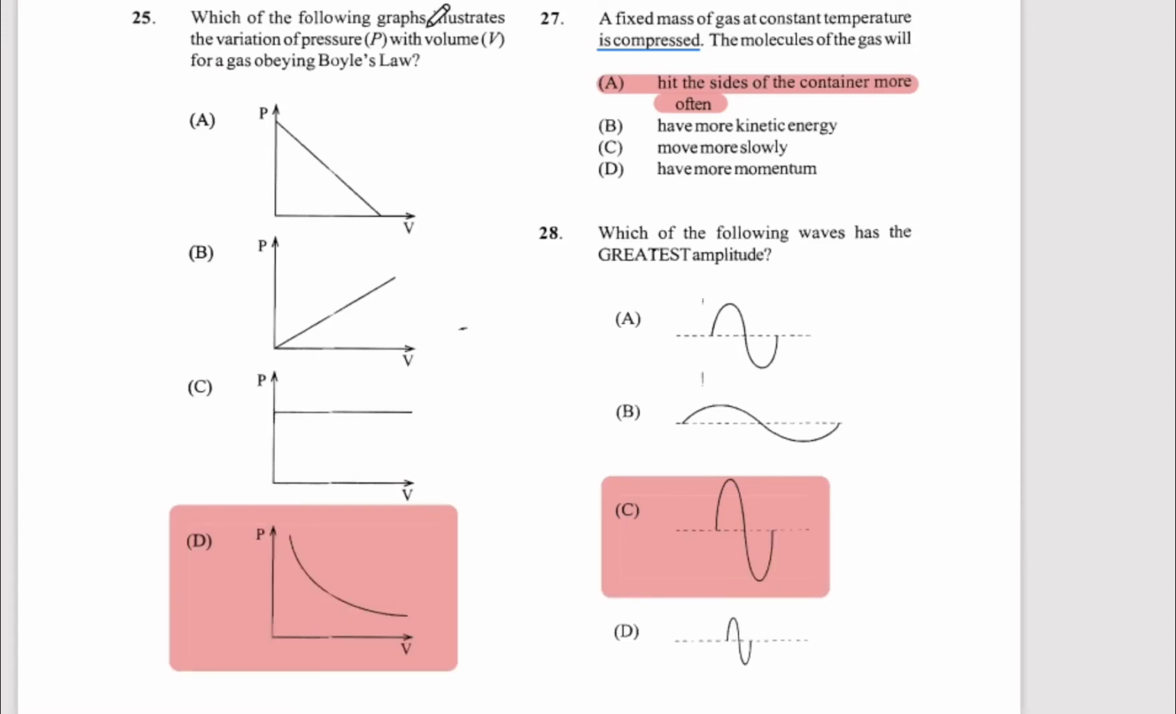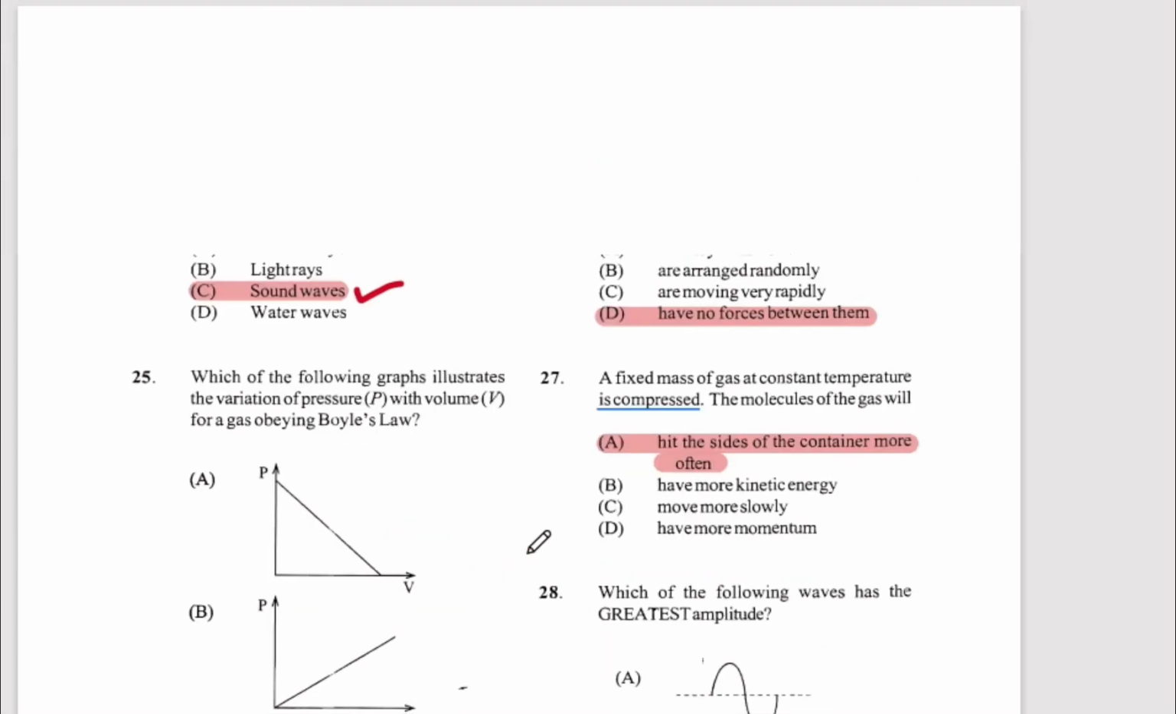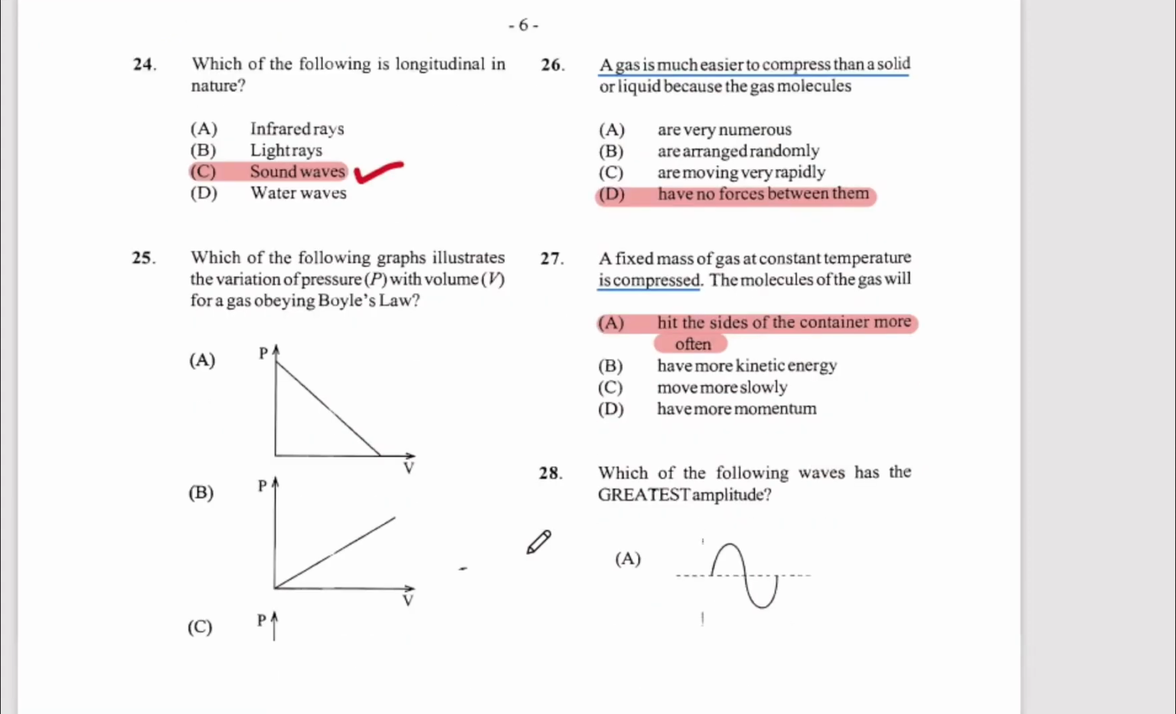25. Which of the following graphs illustrates the variation of pressure P with volume V of a gas obeying Boyle's law? And our answer is D. Question 26 says, a gas is much easier to compress than a solid or a liquid because the gas molecules, they have no forces between them.